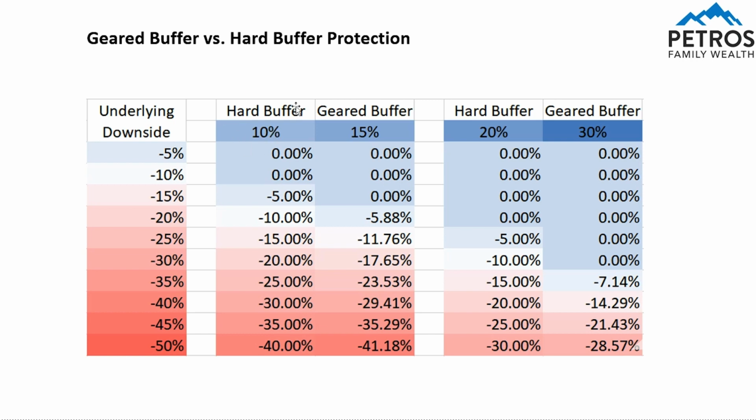So in a regular hard buffer downside, we have a 10% hard buffer. At the end of, let's say, a 5-year period, the underlying investment's down 30%. Well, then the client or the investor would be down 20. However, if you had a 15% geared buffer, now you might have some more protection. You actually have more protection there for that extra 5%, but then it starts to ramp up as far as the downside. So why would we do a geared buffer?